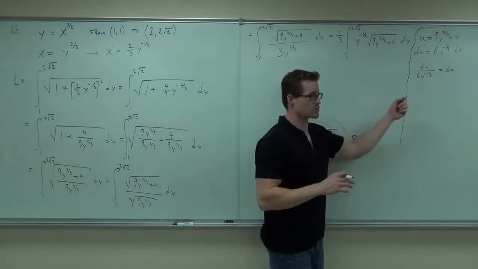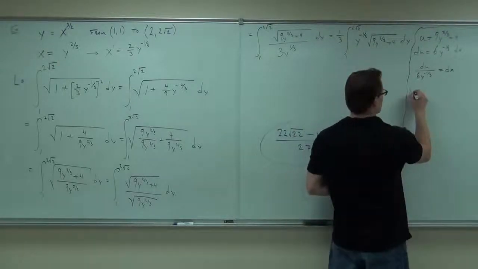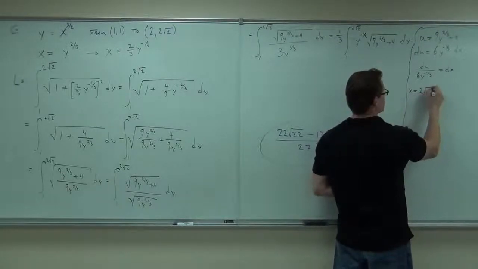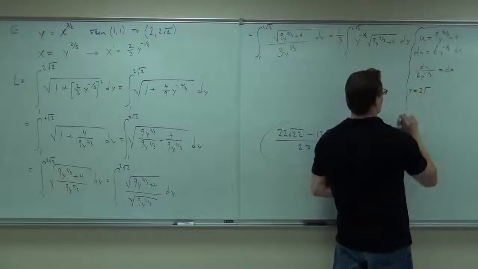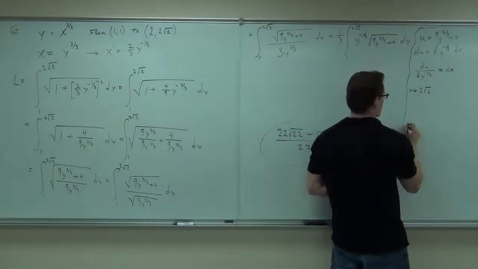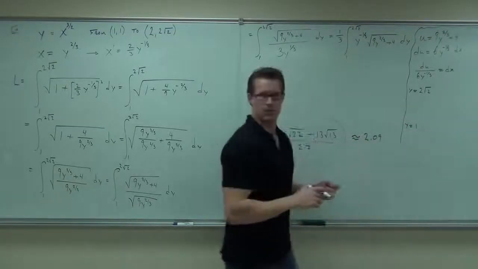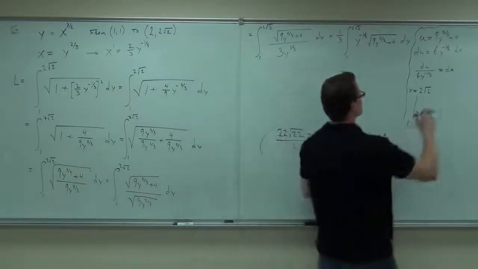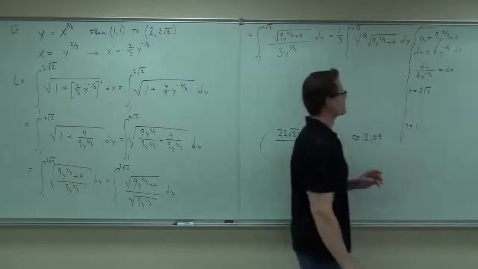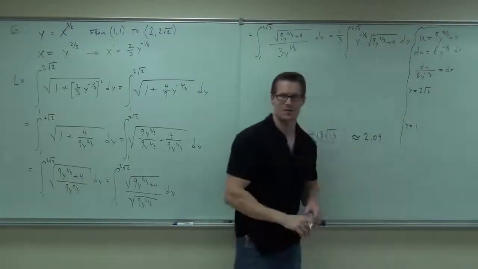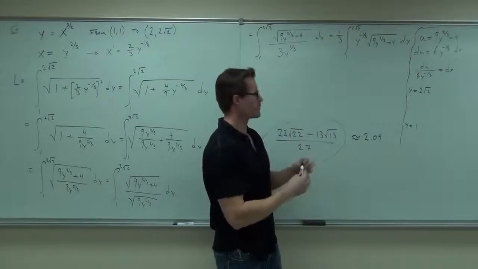But we want to change some bounds as well. So let's practice doing that. When y equals 2 root 2, and we want when y equals 1. Shouldn't we want to find dy? You know what, you're right, I'm sorry. dy. Very good. I guess we are in terms of y, aren't we? Thank you, sir.